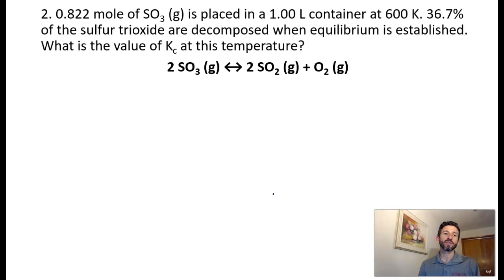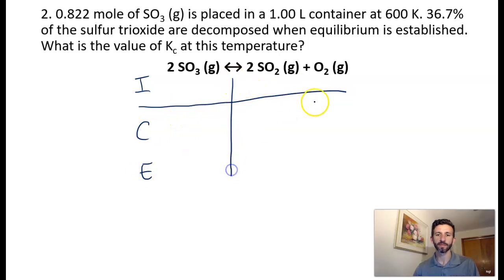Okay? So 0.822 moles of SO3 is placed in a 1 liter container at 600 Kelvin. 36.7% of the sulfur trioxide is decomposed when equilibrium is established. What is the value of Kc at this temperature? So again, I'm going to create my ice table. My initial amount, my change, and my amount at equilibrium. Ice. Okay?